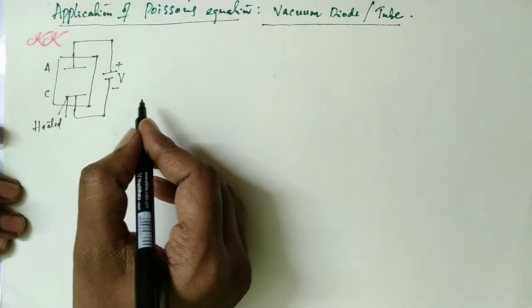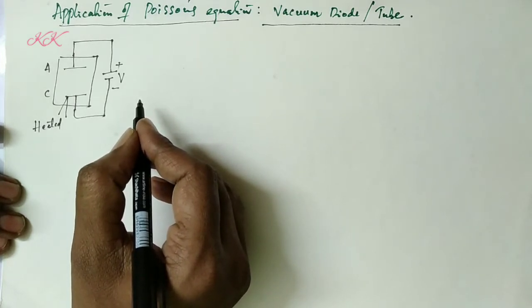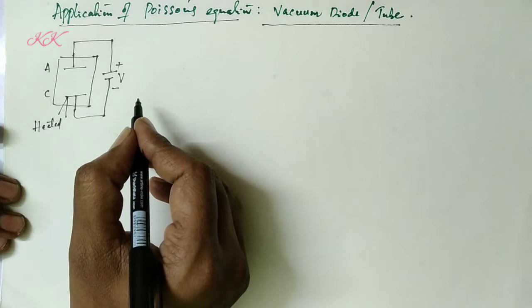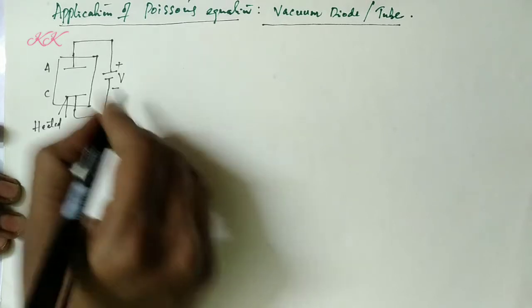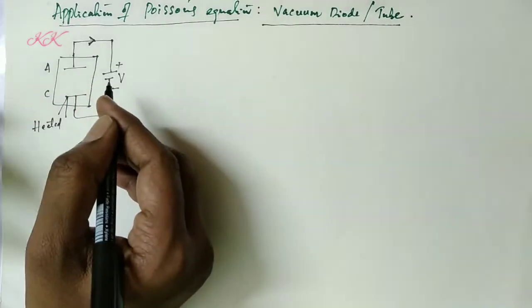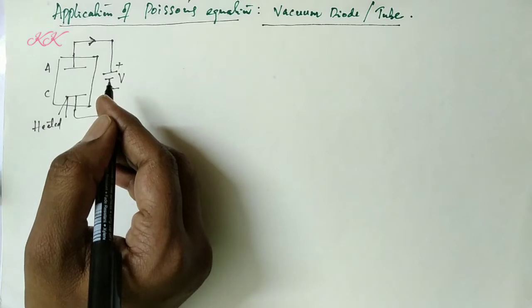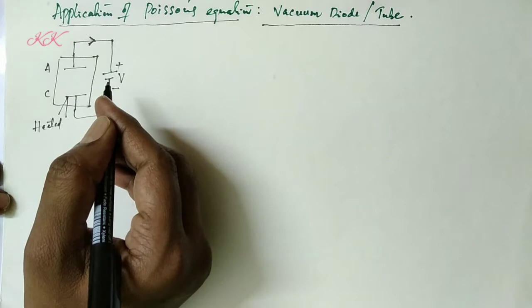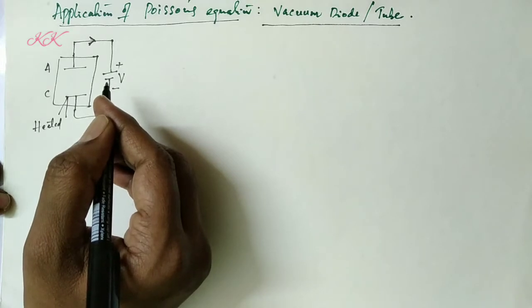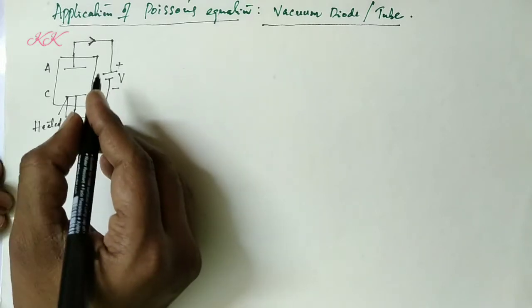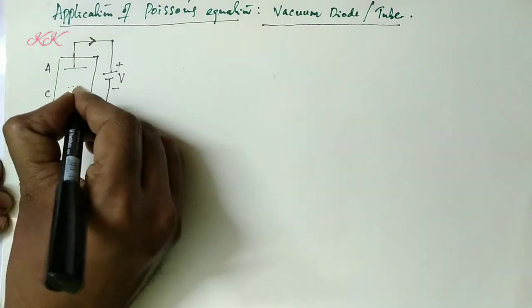When a positive potential V is applied to the anode and the cathode is heated, the electrons are emitted from the cathode and these are attracted towards the anode, resulting in anode current. However, the number of electrons that reach the anode is dependent on the anode voltage. If the electrons cannot reach the anode because of the force of repulsion among themselves, they tend to cluster around the cathode, forming a space charge.